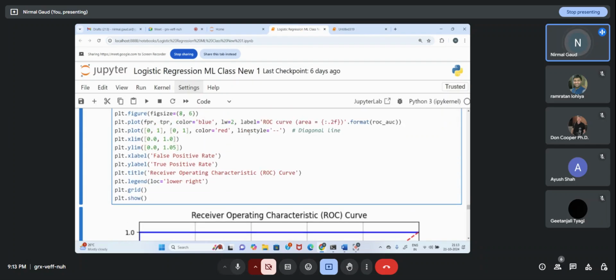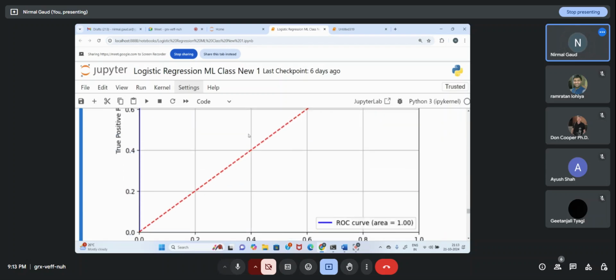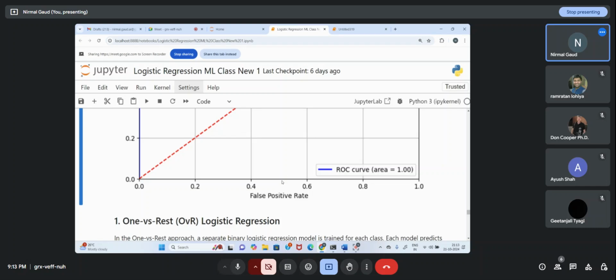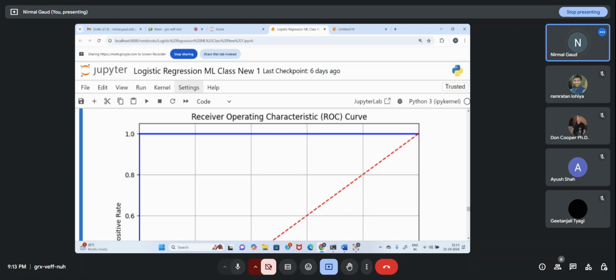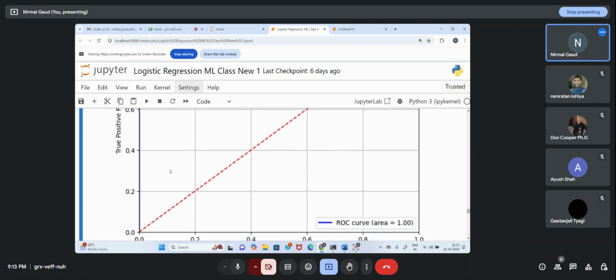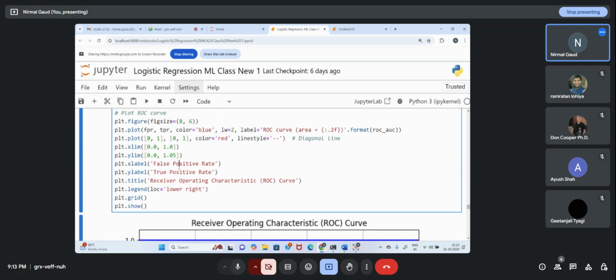And what is the plot? How does it look? This is how it looks. False positive rate, values from 0 to 1. True positive rate, values 0 to 1. So TPR and FPR are between 0 and 1. This dotted line, I am having a red diagonal line. X limit and Y limit I am taking from my side as 0 to 1, 0 to 1. And here I am plotting the FPR and the TPR values.